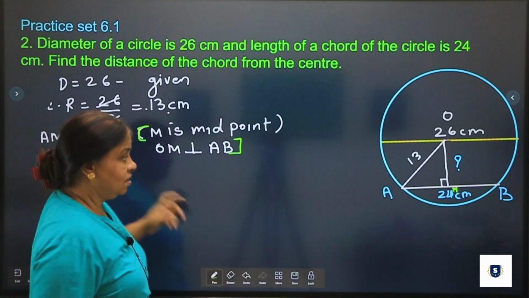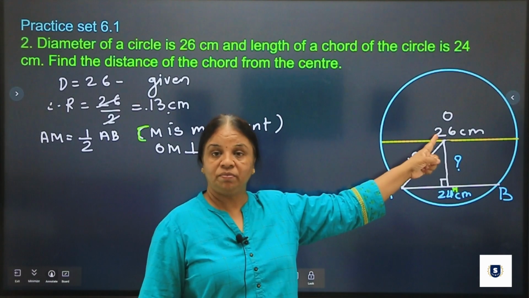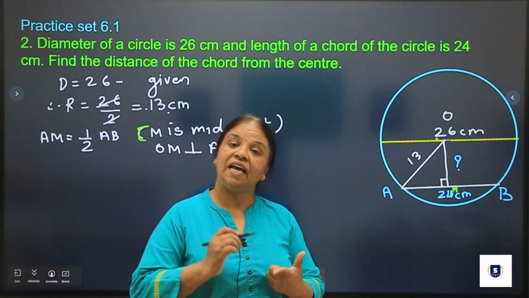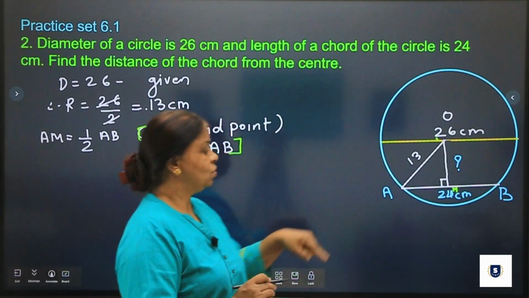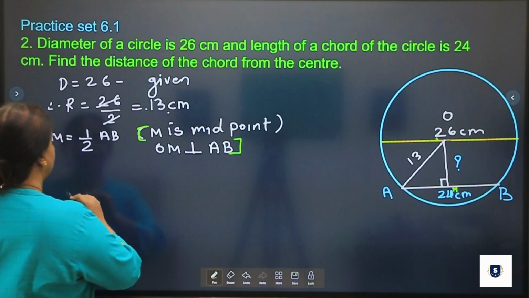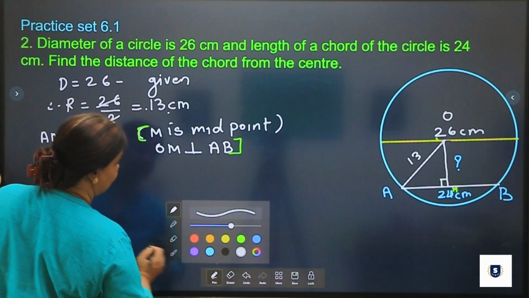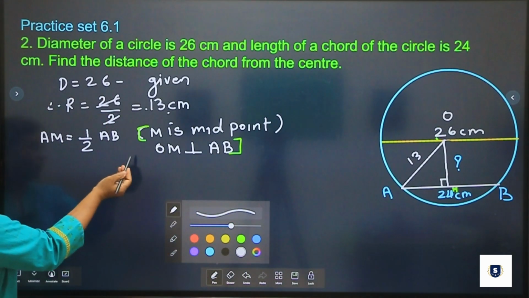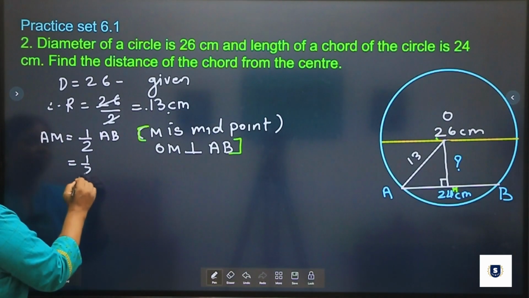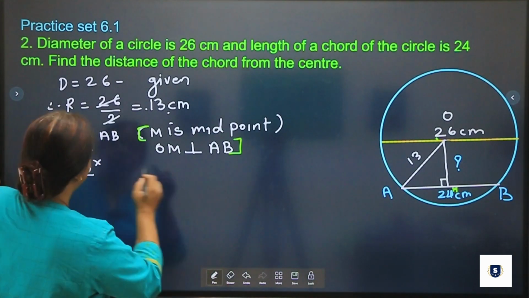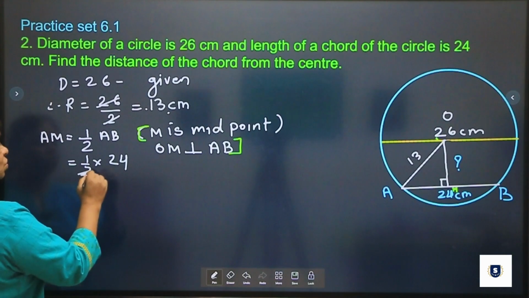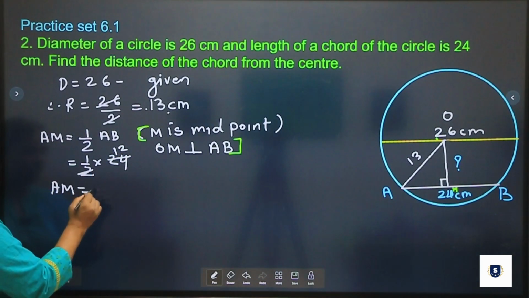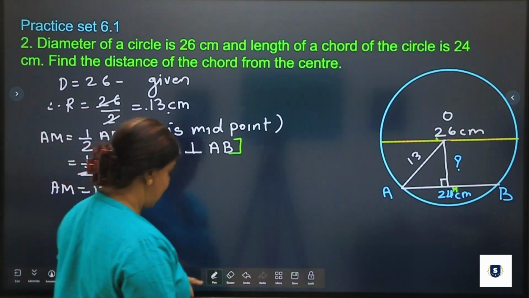So I again repeat, if a line is drawn from the center and it is perpendicular, then that line will bisect the chord. So AM is going to be equal to MB. That means AM is equal to half of AB, which is equal to half into 24. AB is 24. So AM is equal to 12. We got AM as 12.